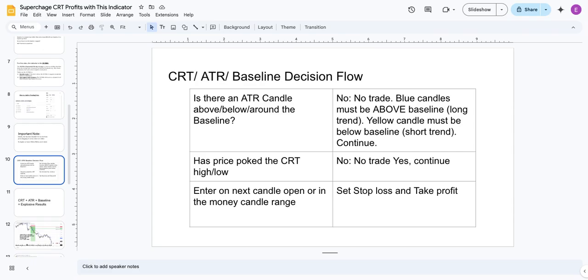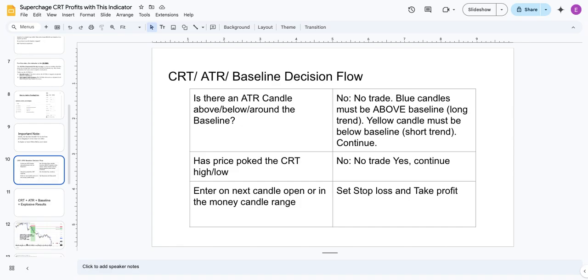So blue candles, we're going to be looking for above our baseline, in this case, above the 20 EMA, all right? And let's remember that blue candles are a signal to go long. If the candle wasn't blue on a regular chart, it'd just be red, all right? And then yellow candles must be below the baseline, all right? And that's our signal to go short, okay?